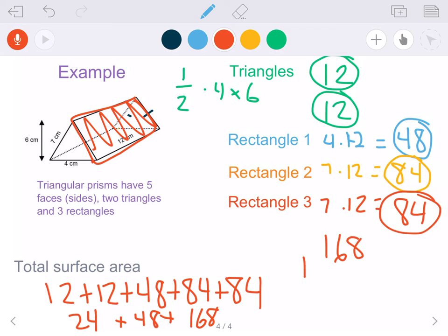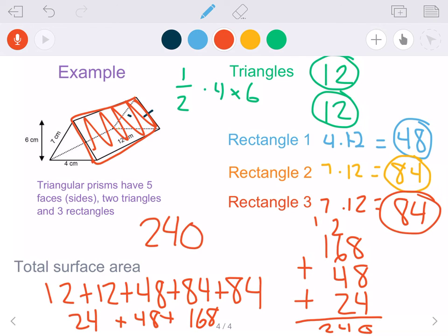So then 168 plus 48 plus 24. I get 8 plus 8 is 16, plus 4 is 20. 6 plus 4 is 10, plus 4 is 14. And then 1 plus 1 is 2. So my total surface area is going to be 240 centimeters squared.